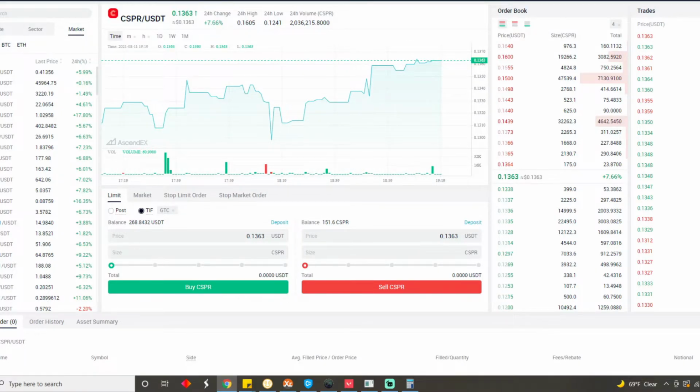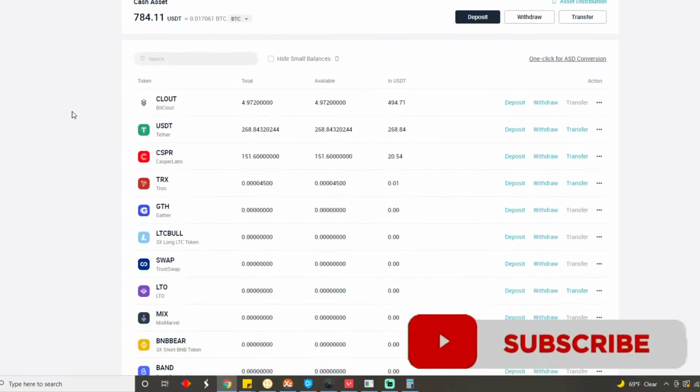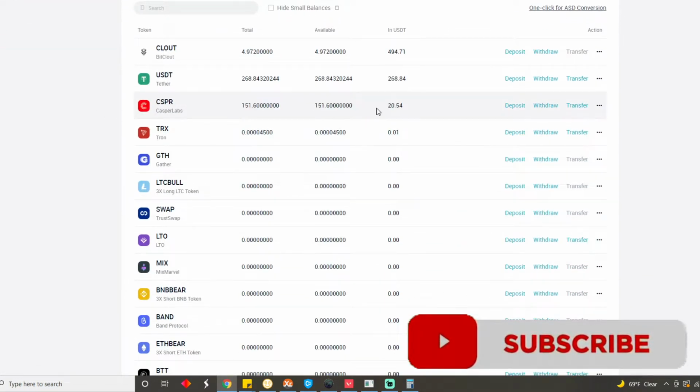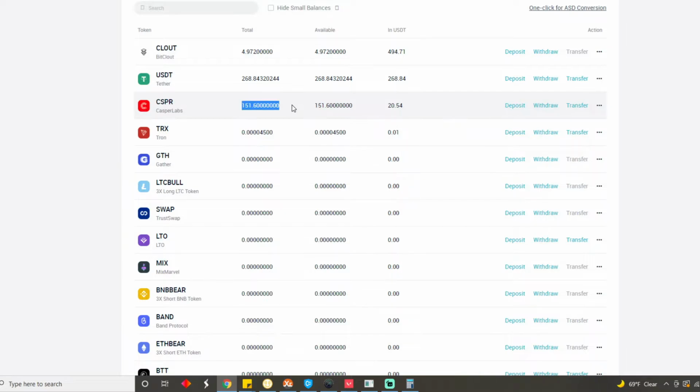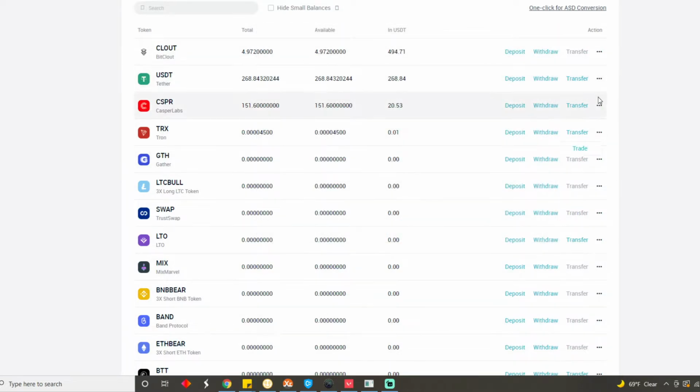Okay, this way we have, let's see, cash account, yes. Yesterday we had 151 Casper coins worth $20. Still have $268 of USDT. Okay, that's it, guys. I did a dollar cost average. Tomorrow I'm gonna buy again. The day after tomorrow again I'll buy, and this is the dollar cost average, guys.